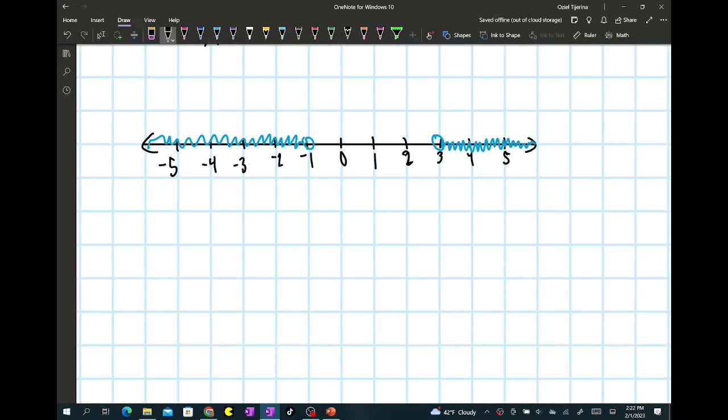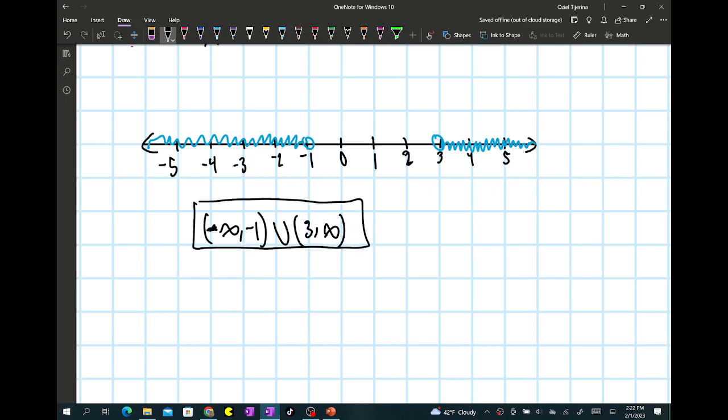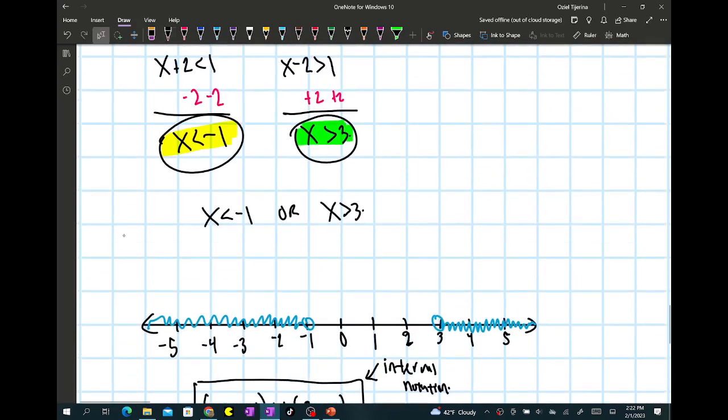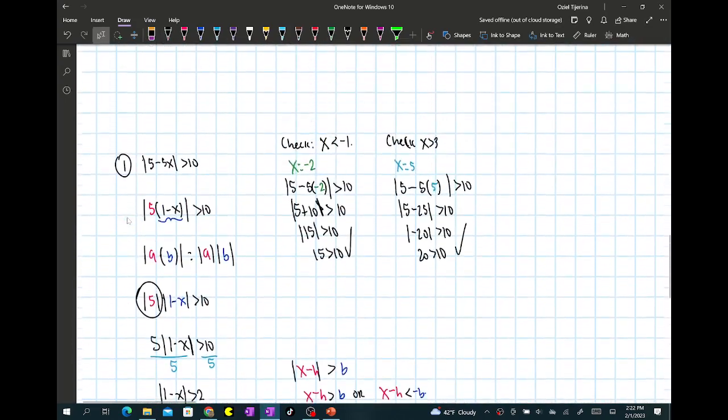Now in interval notation, this would be from -infinity to -1, parentheses, union, and then it'll be from 3 to infinity. Okay, so this is how you would write it in interval notation, right? And if they want the answer in inequality form, this would be the answer, right? So that is how you do this first one, guys. I know it took a little bit long, but yeah.